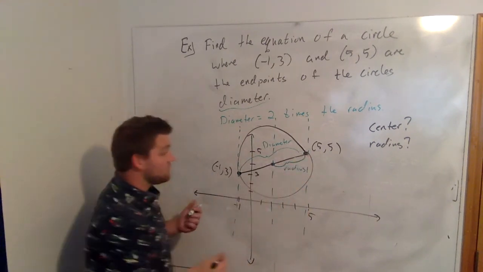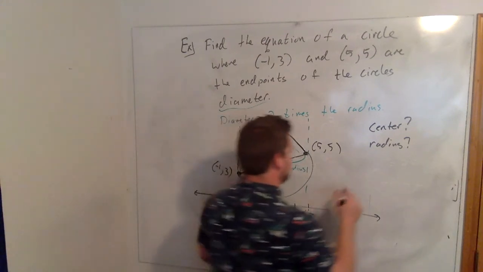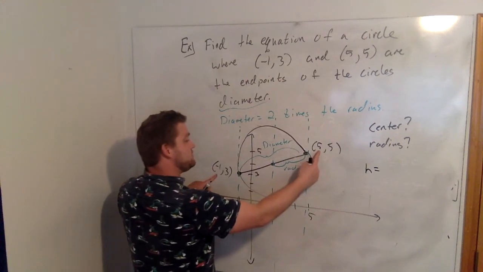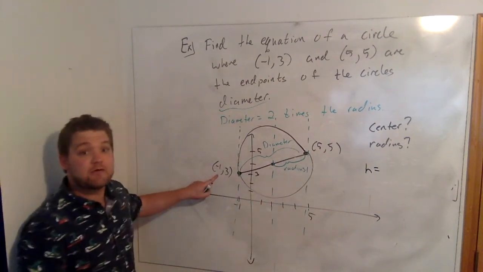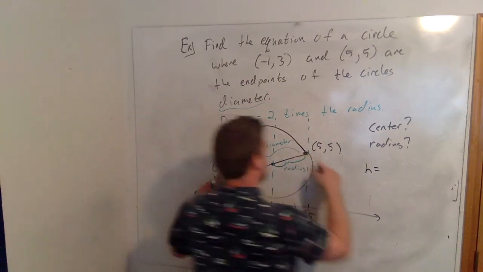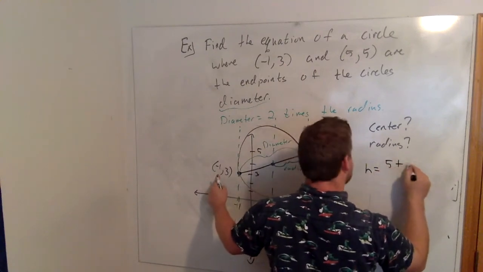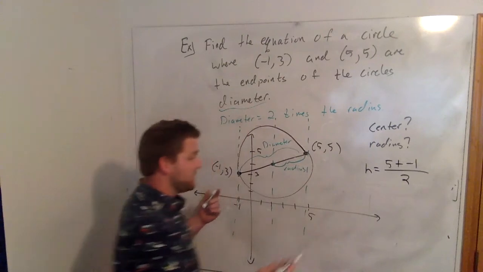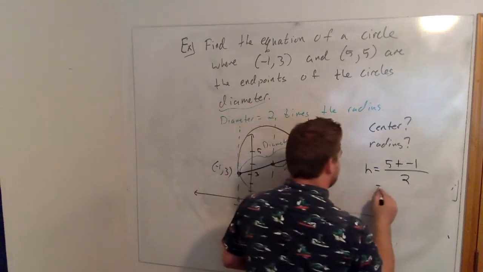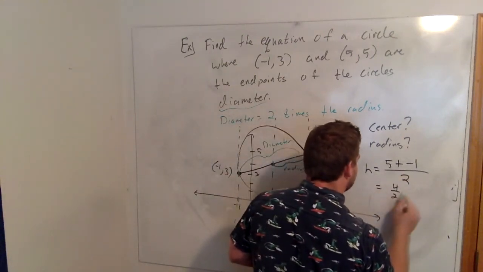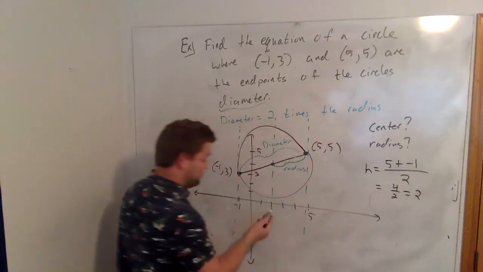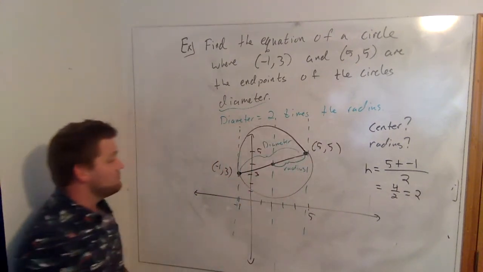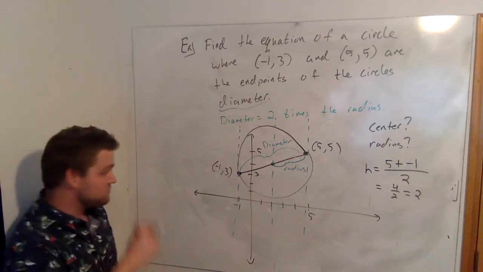To figure out what our h value will be, what's the number in between these two? Well, we could just find the average of those two points. So we could do 5 plus -1. We're going to add them and cut them in half. We're going to find their average. So this should be 4 over 2. Well, we're going to get 2, which seems reasonable with our picture here. So its x-coordinate must be h.